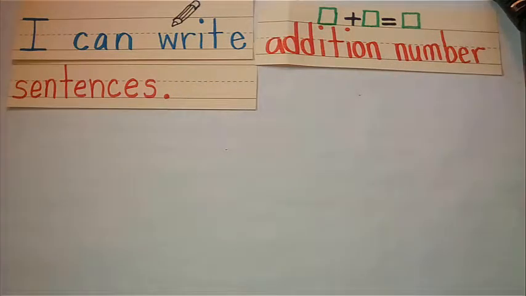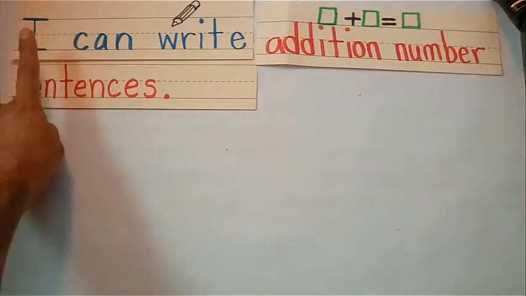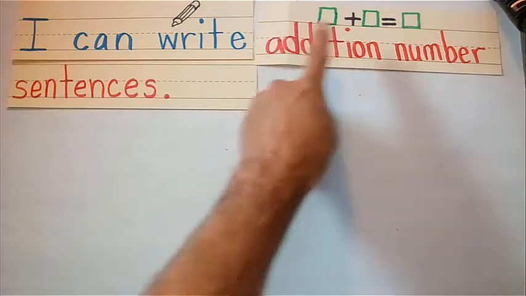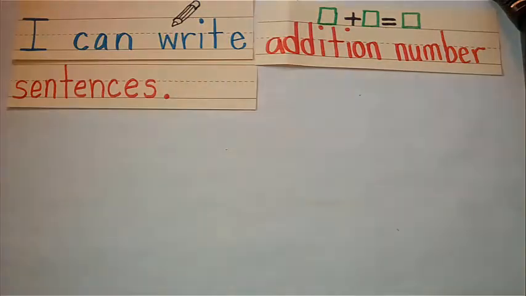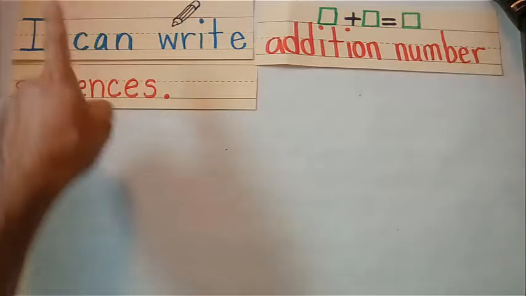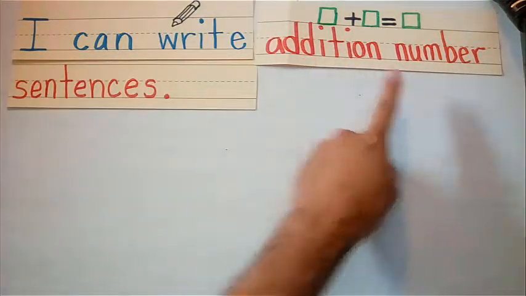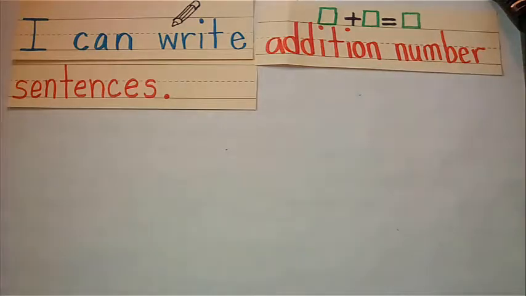Let's start off today's lesson with our learning objective. This is what we are going to learn about today. Ready? Let's read this. I can write addition number sentences. Let's read it again. I can write addition number sentences.